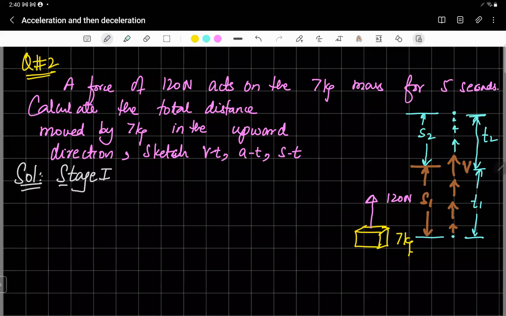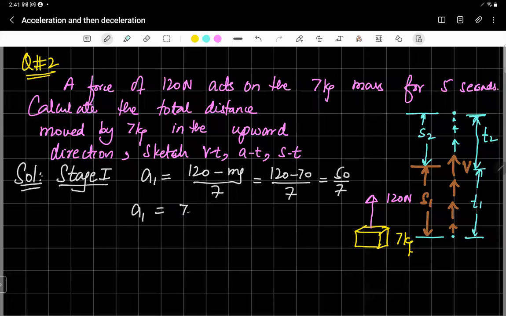Stage 1. Acceleration is 120 minus weight over 7. 120 is the force in the forward direction, or in the direction of motion, and the weight is a force in the direction opposite to the motion. So 120 minus 70 over 7 is equal to what? 50 over 7. So what is this acceleration?